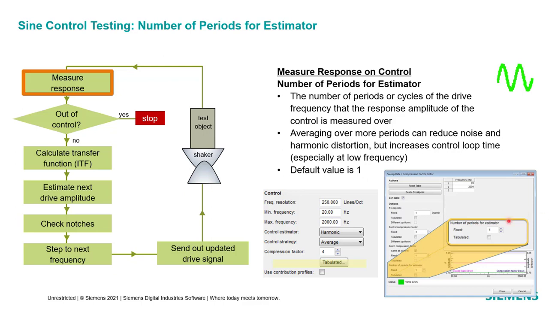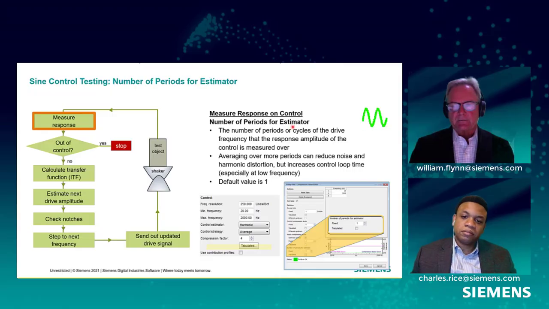And first of all, as I said, we measure the response. This is a sinusoidal response, so we're going to have a number of periods to measure. The default is 1, and that's the minimal number of periods you need to estimate the amplitude. You can specify more periods if you want, and that's part of the test setup.